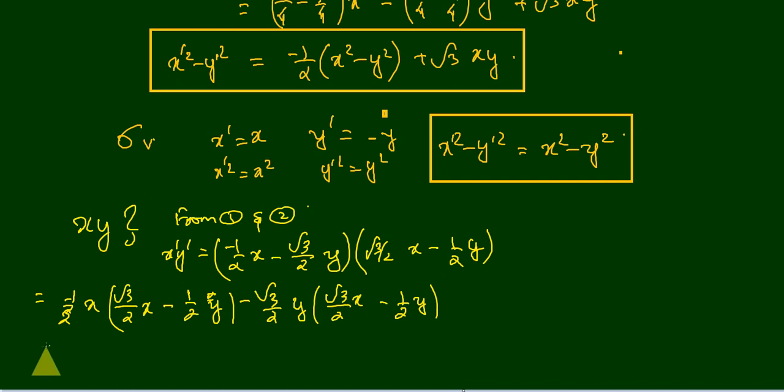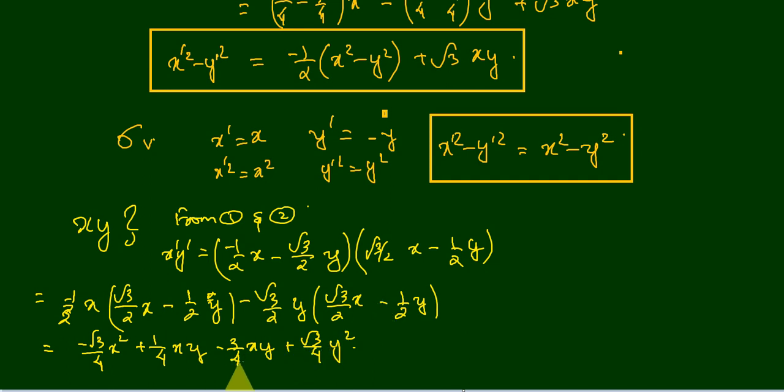So that is equal to root 3 by 2 into 1 by 2, that is minus root 3 by 4 x square, plus 1 by 4 xy, minus 3 by 4 xy, then plus root 3 by 4 y square. This is x square.